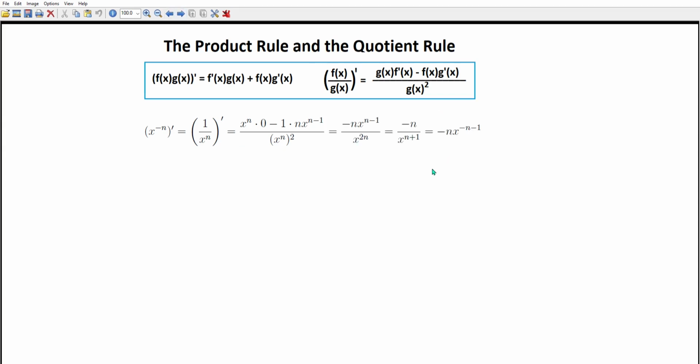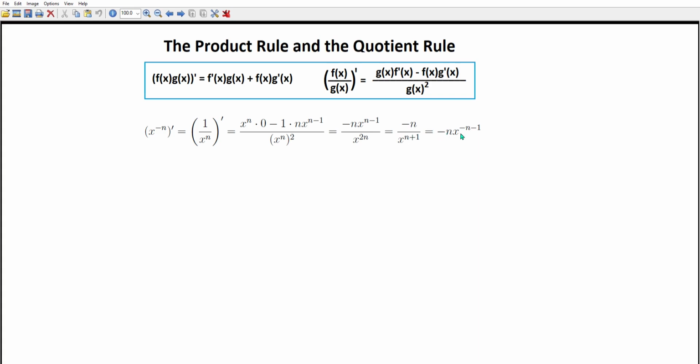Now when we simplify this, the only thing we get in the top is the minus nx to the n minus 1. This is x to the 2n. And now when we slide the x to the n minus 1 into the denominator, we're subtracting n minus 1 from 2n, which gets us n plus 1 as this exponent. There's a minus n in the numerator.